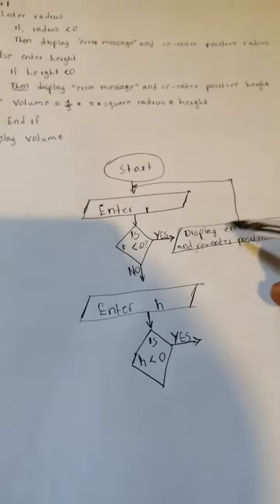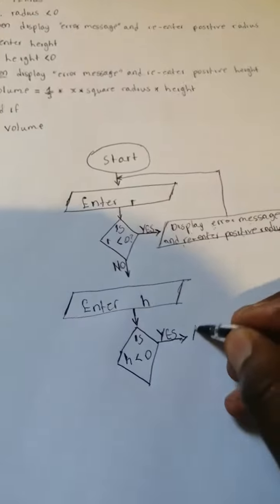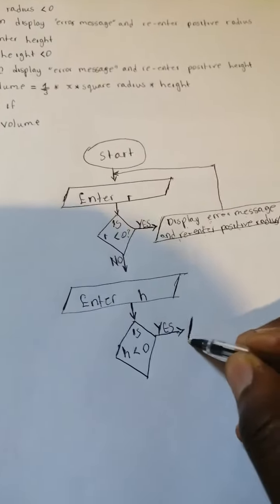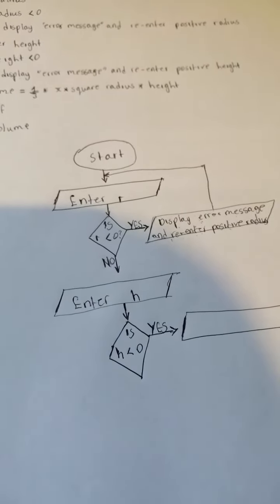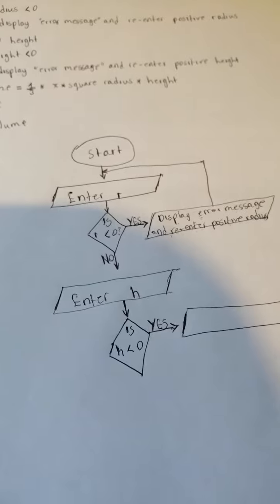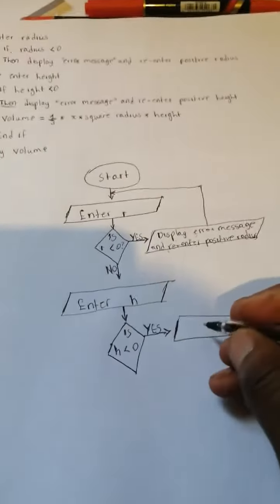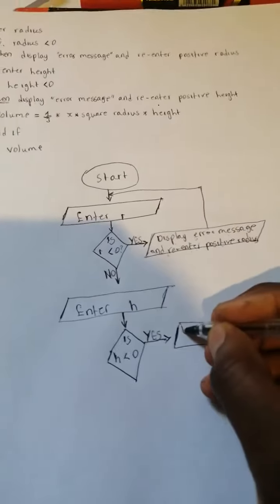So display, again, display same like here. We're going to display is an output. So we're going to draw a parallelogram for output. So we're going to draw a parallelogram like that. So it should be a parallelogram. And then I'm going to copy whatever we see here. So it's going to copy everything.